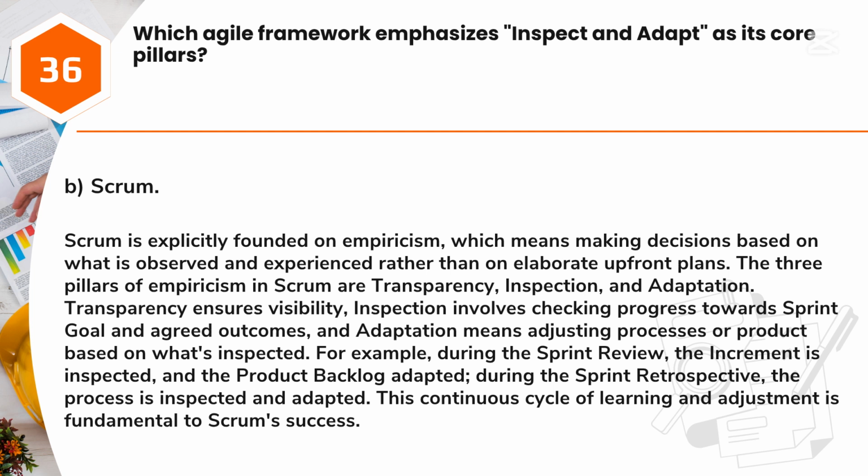inspected. For example, during the sprint review, the increment is inspected, and the product backlog adapted. During the sprint retrospective, the process is inspected and adapted. This continuous cycle of learning and adjustment is fundamental to Scrum's success.